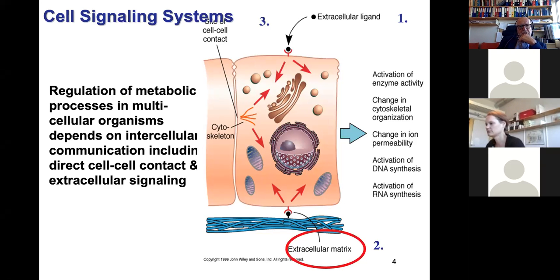We looked at this slide last time, and we said that the extracellular matrix gives signal to the cell. So a cell can tell, is it in the right place? Is it doing the right thing? This is the positional information that the extracellular matrix can give.